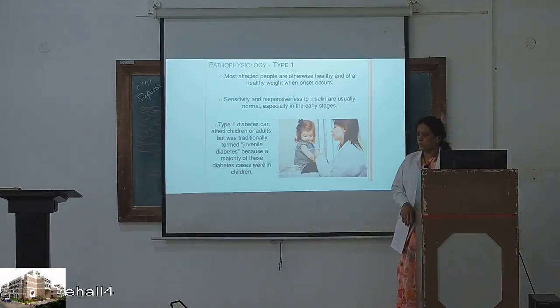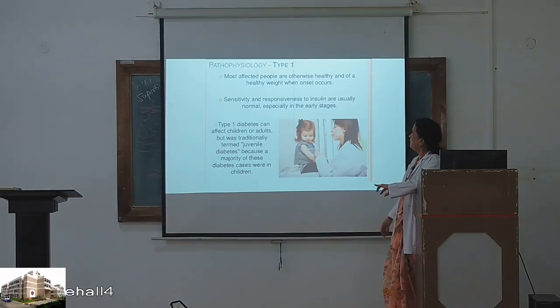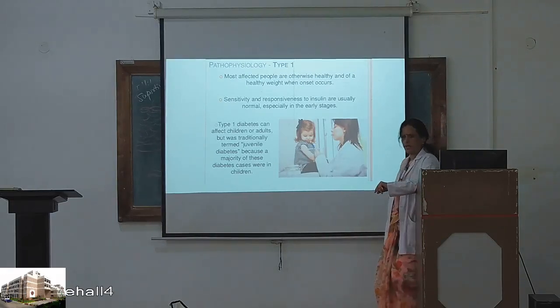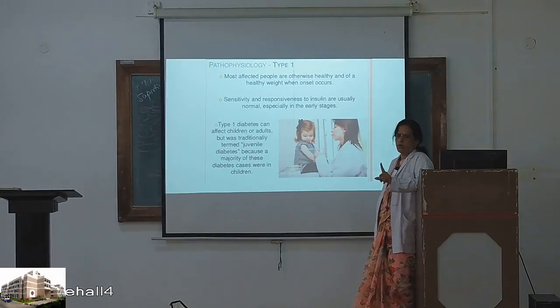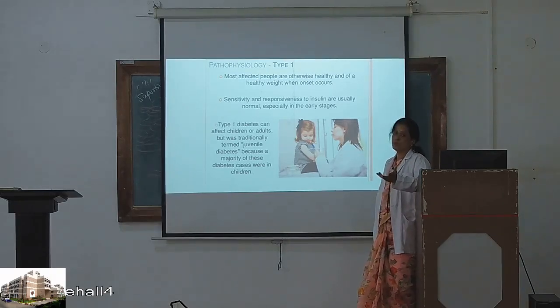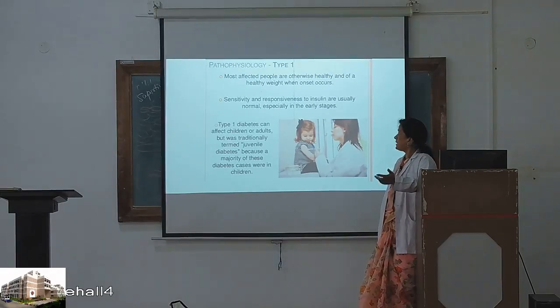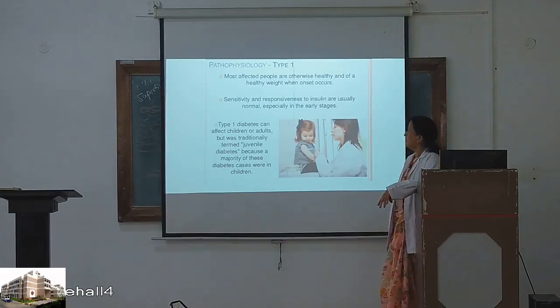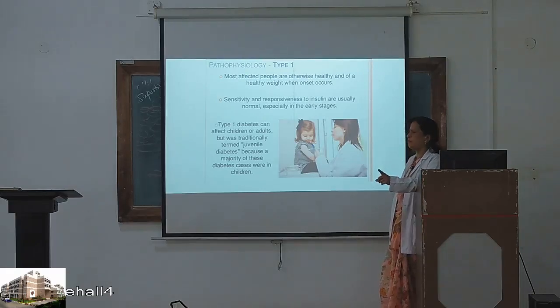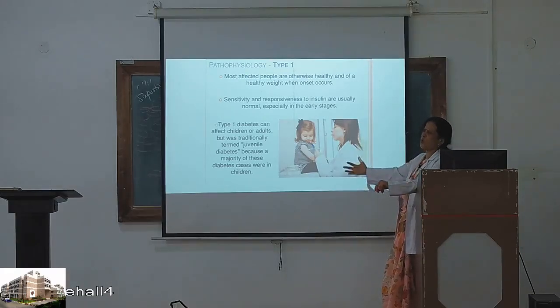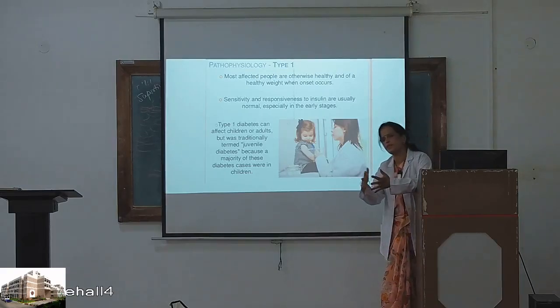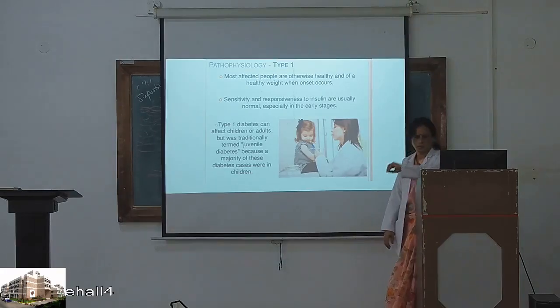So most affected people are otherwise healthy and of a healthy weight when onset occurs. Why do we say healthy weight? Many of the diabetics say, though they eat so much, I'm losing weight. That's one thing. Then sensitivity and responsiveness to insulin are usually normal in the early stages. This can affect children, most often children. If you remember this picture, most often it is children, but there's always an exception to the rule: it can occur in adults too.